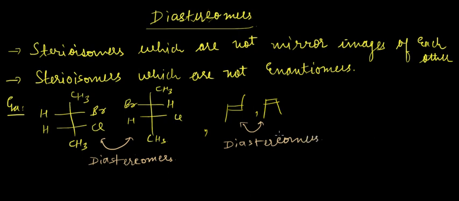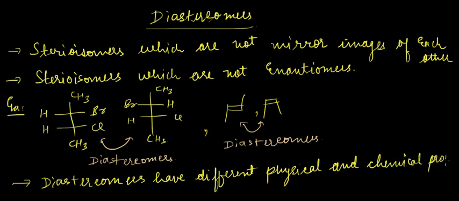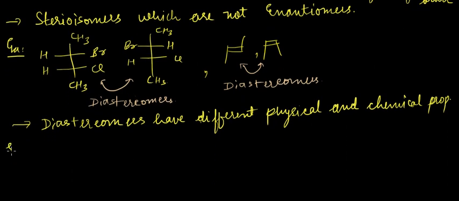Okay, so diastereomers actually have different physical and chemical properties, unlike conformers. So diastereomers have different physical and chemical properties. Okay, so let us take an example.